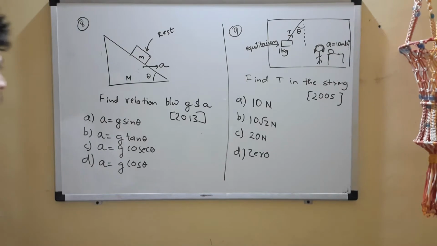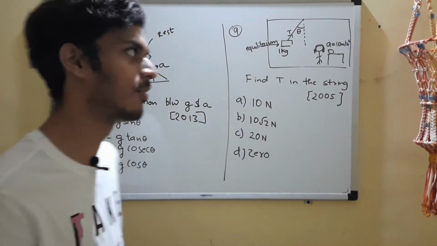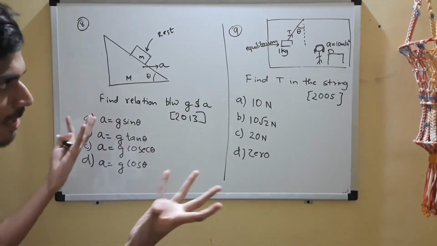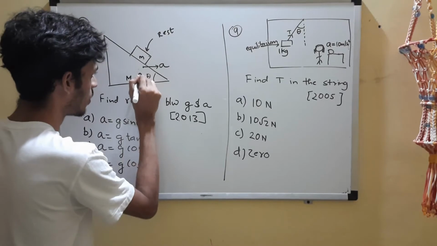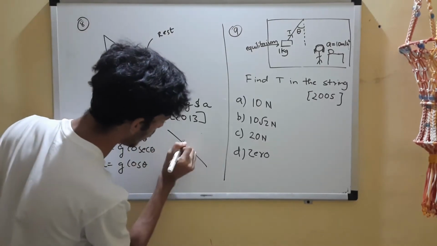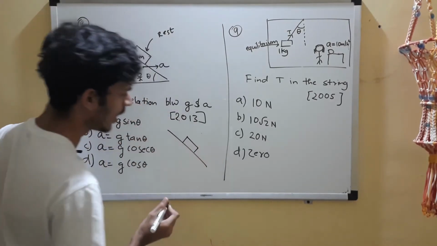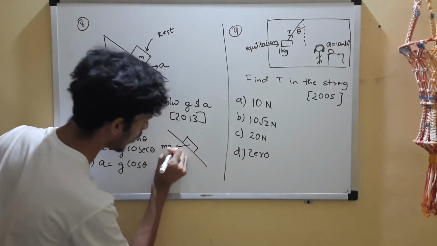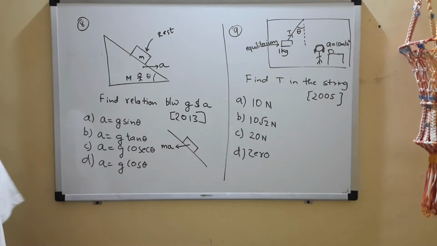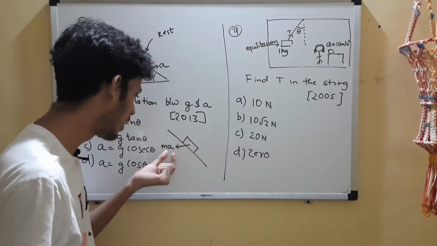Let's do that now. All we have to do is first dive into that non-inertial frame, apply pseudo force, and then draw the FBD, free body diagram. So let's dive into this frame. What will happen is that we just have to flip that acceleration and apply a pseudo force. This pseudo force will be small m into a, the mass of this block into a.